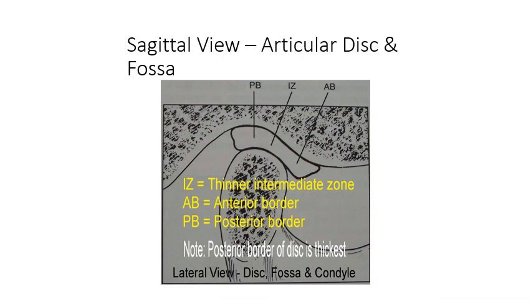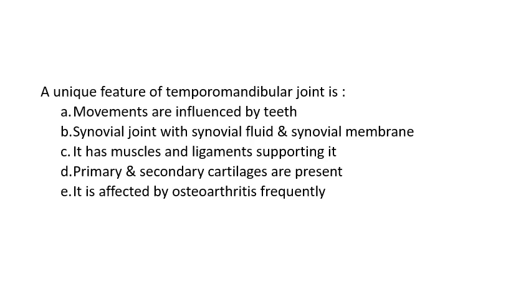We'll now move on to the last question, which is about a unique feature of temporomandibular joint. Another unusual feature of temporomandibular joint is that its movements are influenced by teeth; it is a synovial joint with synovial fluid and synovial membrane; it has muscles and ligaments supporting it; similar to the previous one, it has primary and secondary cartilages present; and it is affected by osteoarthritis frequently. All of the options are incorrect except the first one, that it is the only joint the movement of which is influenced by teeth. So the unique feature of temporomandibular joint is that it has the teeth, and the teeth actually provide anterior guidance to the movement of the temporomandibular joint.